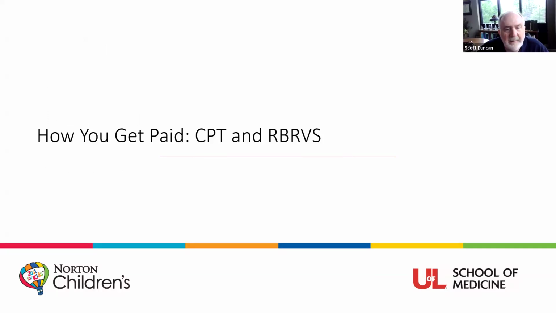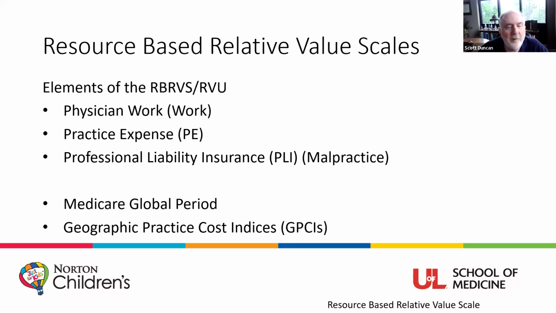So how you get paid, CPT and RBRVS. RBRVS are resource-based relative value scales. The elements of those, which are also RVUs, are split into three different components: physician work, practice expense, professional liability insurance or malpractice costs, and then they take a look at where in the United States you're practicing at. That is the Geographic Practice Cost Index. And then they multiply that by a Medicare global period dollar. So let me show you just a little bit about how that works.